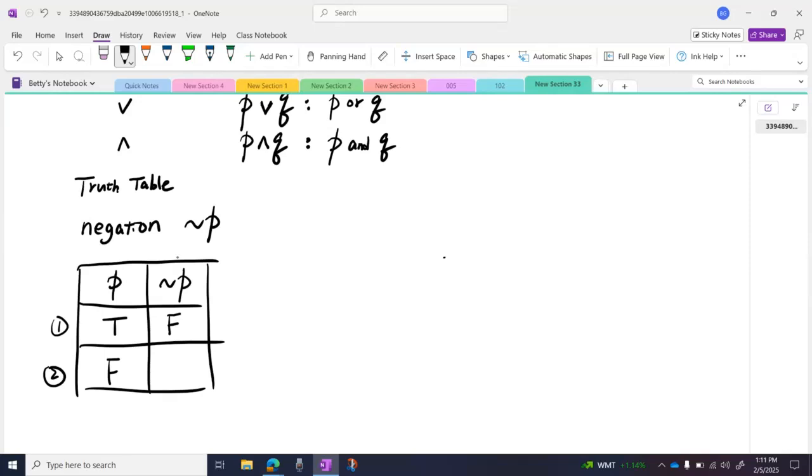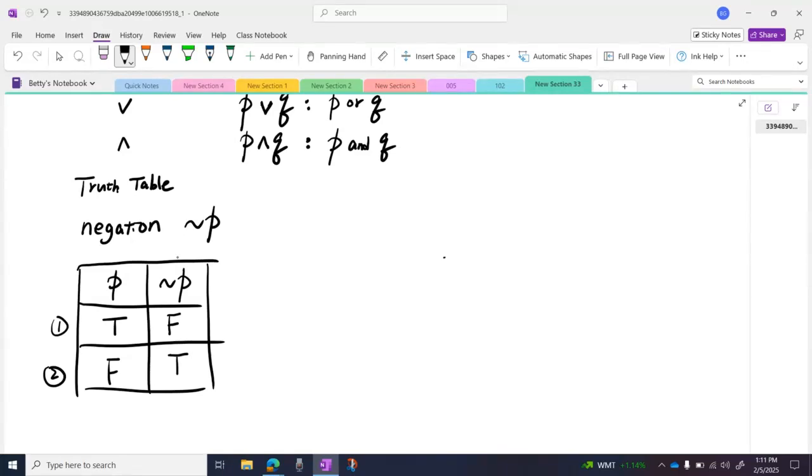For example, if P represents London is the capital city of England, then P is a true statement, a fact. We know London is the capital city of England. Then its negation, which says London is not the capital city of England, would be false, right? The second case, suppose P is false, then its negation is going to be true.